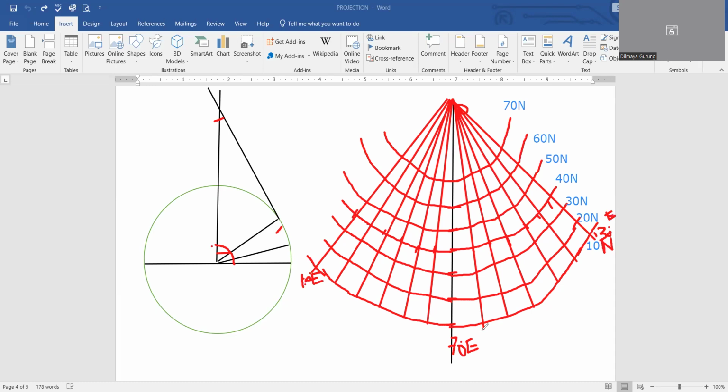Please make sure you label all of them. Here 80 is, 90 is, 100 is. Please label all these lines like this. Now this is the final view of the conical projection.